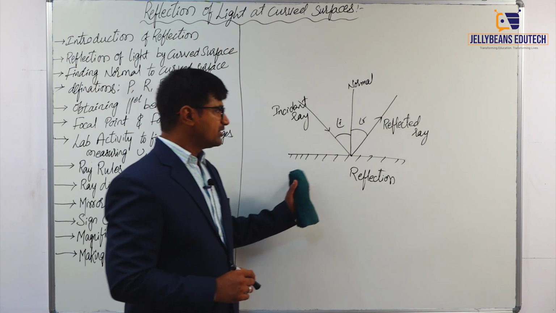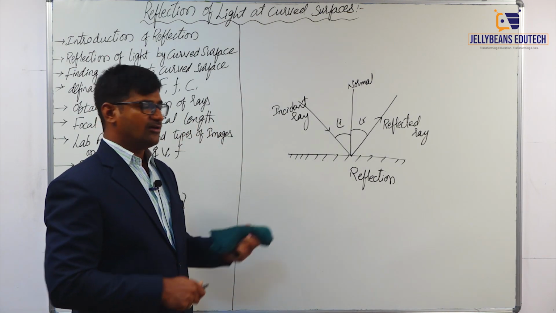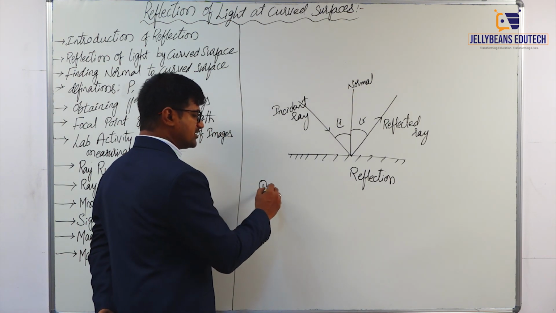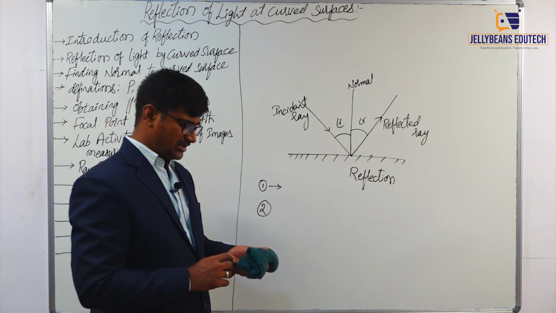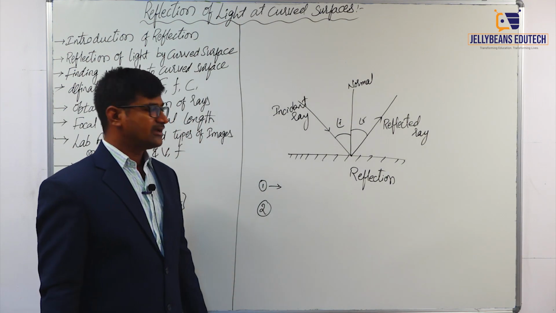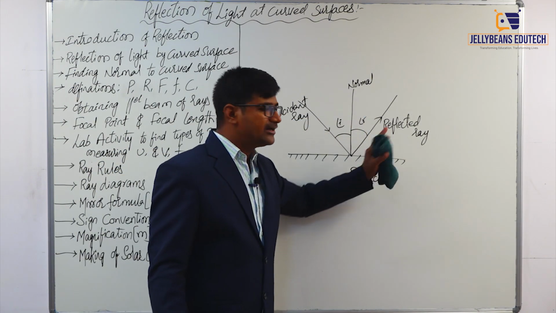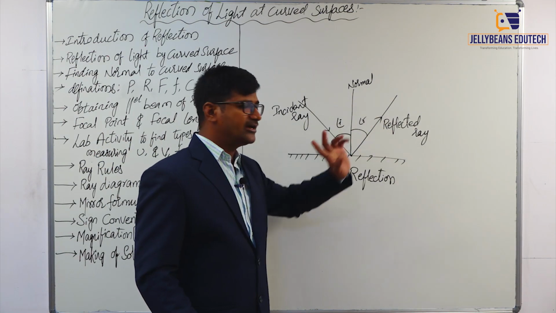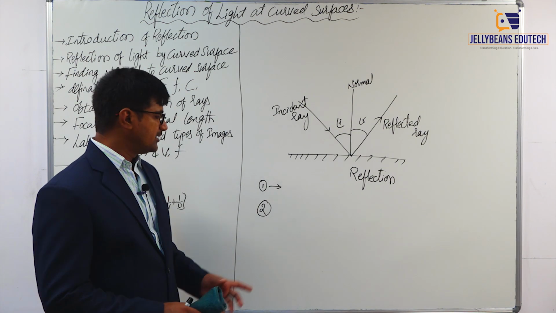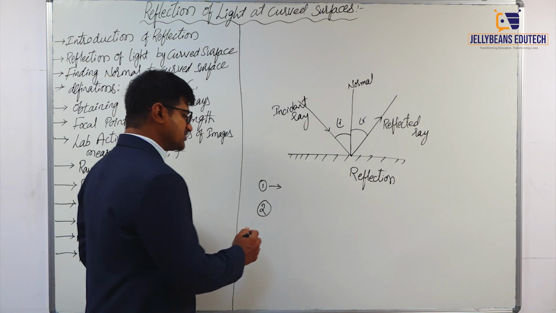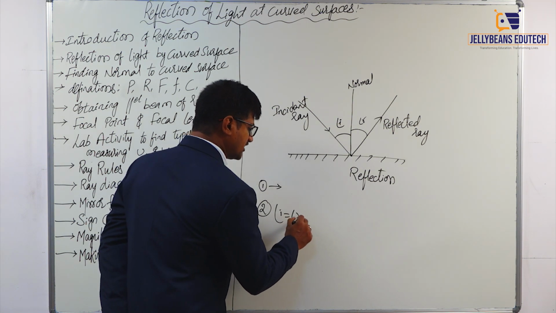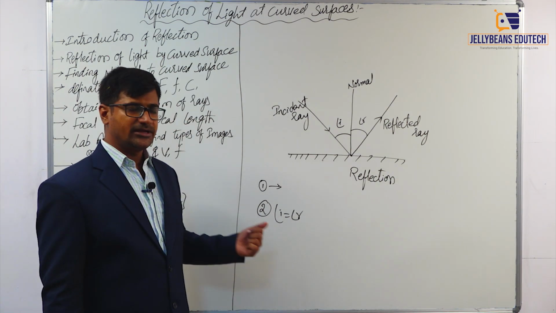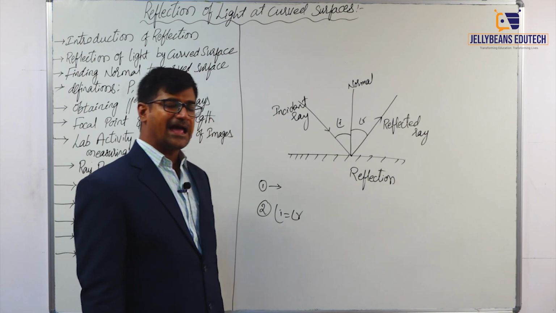Here the light rays, or this reflection, will obey two laws. The first law of reflection says that the incident light ray, normal and reflected light ray lie in one plane. Coming to the second law, it says that the angle of incidence is equal to the angle of reflection. We are calling this the second law of reflection.